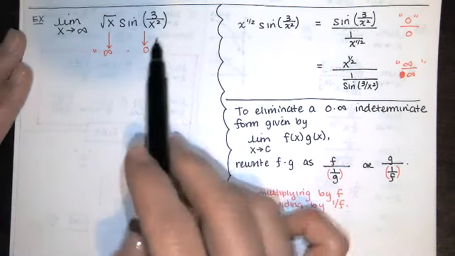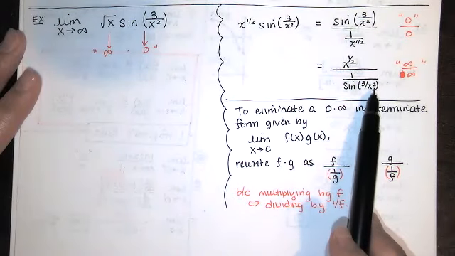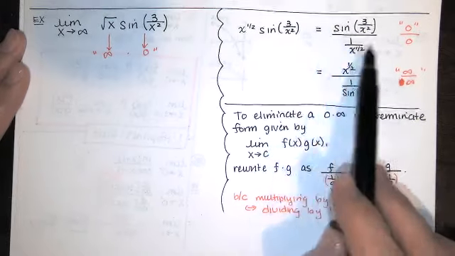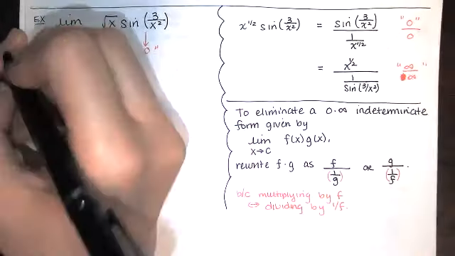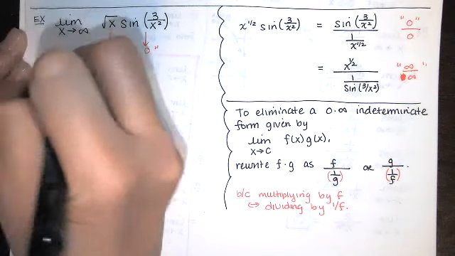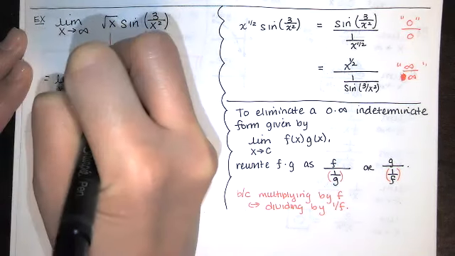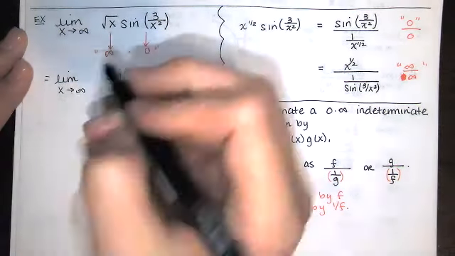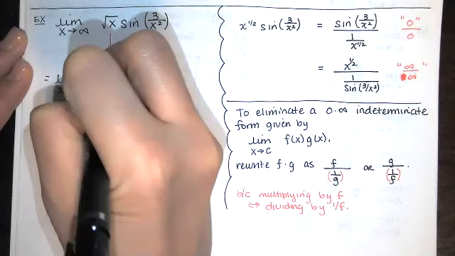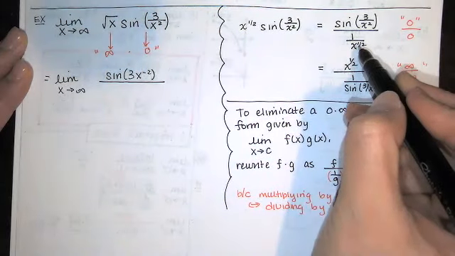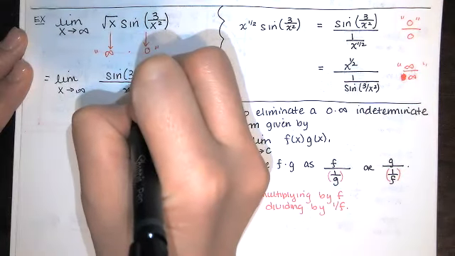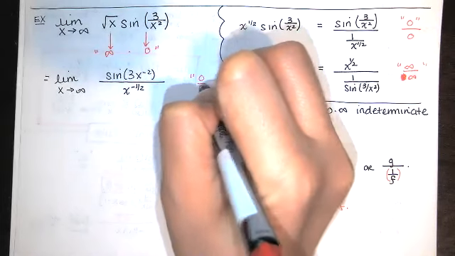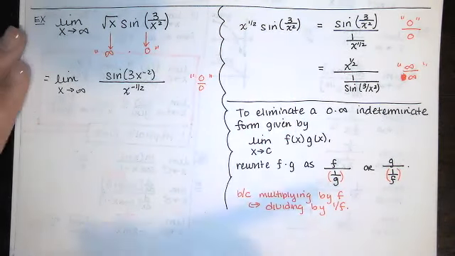Okay, so we've got two options here with this one. We can write it this way or this way. I think I would rather work with this. Let's try that. So I've got sine of 3 over x squared. I'll bring that x squared up to the numerator. I'll call that x to the negative 2. And then down here, I've got an x to the 1/2 in the denominator. So I'll make that an x to the negative 1/2. So this is a 0 over 0 indeterminate form now. And we can use L'Hopital's Rule.